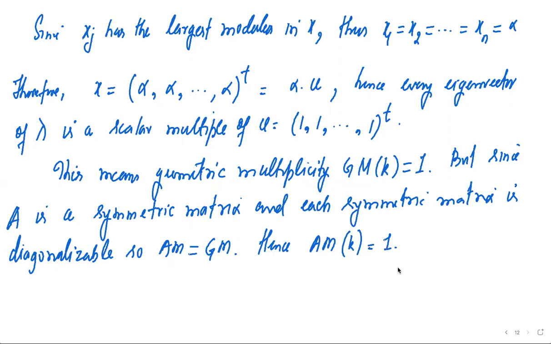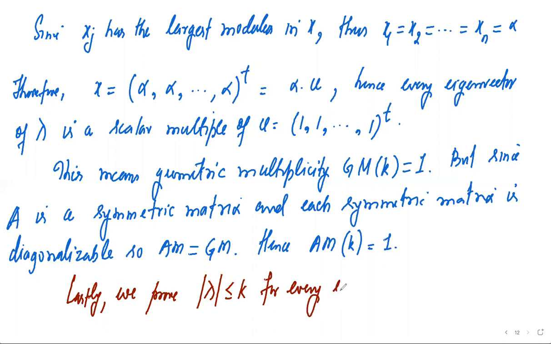Now we will show that the modulus of each eigenvalue is less or equal to k. Okay, so this is the last step that we need to prove. So lastly, we prove mod of lambda is less or equal to k for every eigenvalue of A.